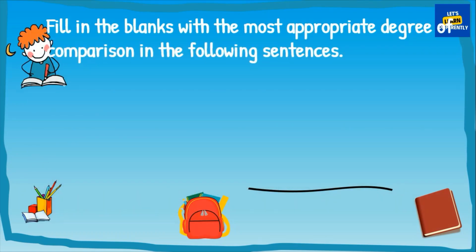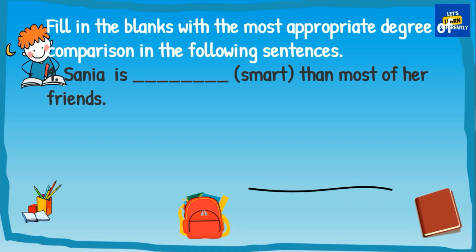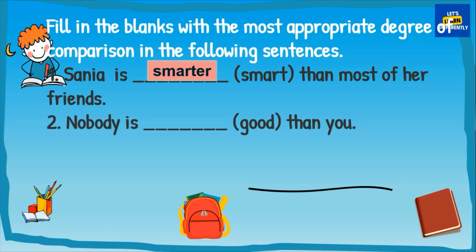Let's see some more examples. Fill in the blanks with the most appropriate degree of comparison in the following sentence. Number 1. Sania is dash smart than most of her friends. Sania is smarter than most of her friends. Nobody is dash good than you. Nobody is better than you.